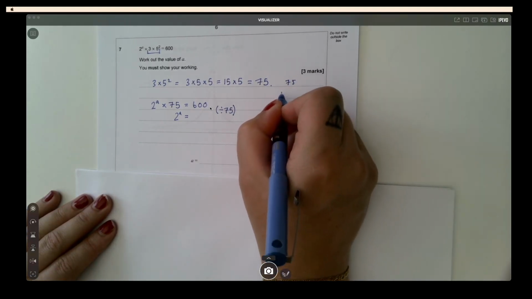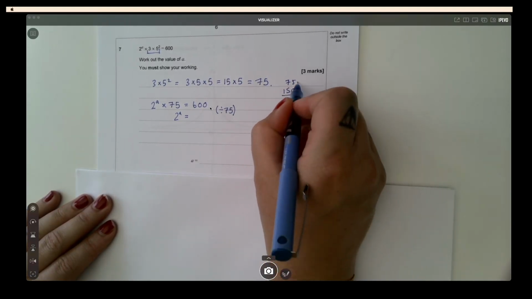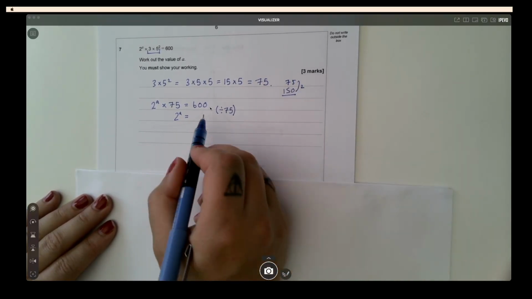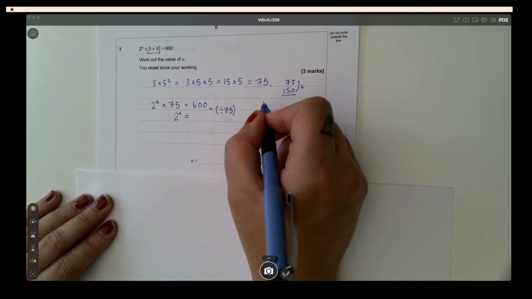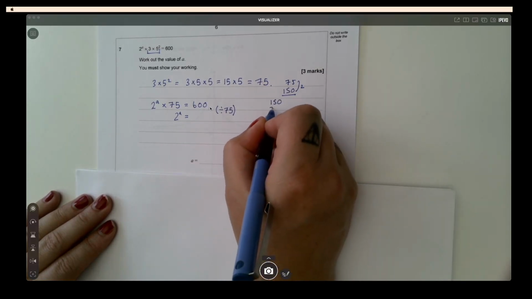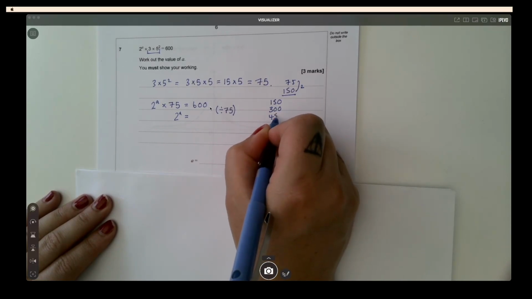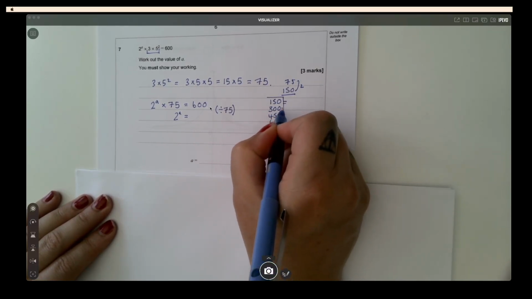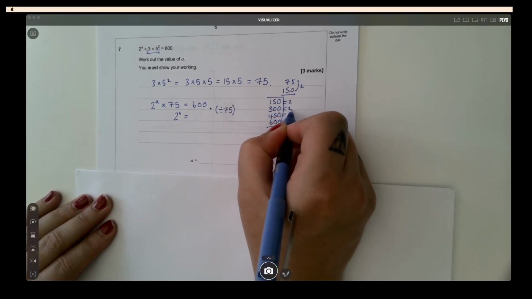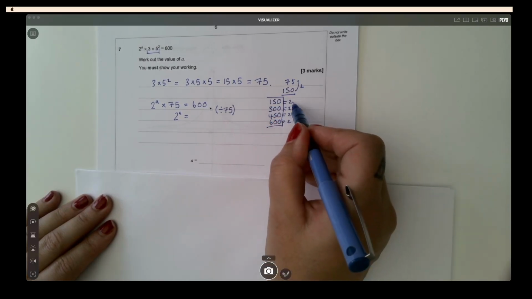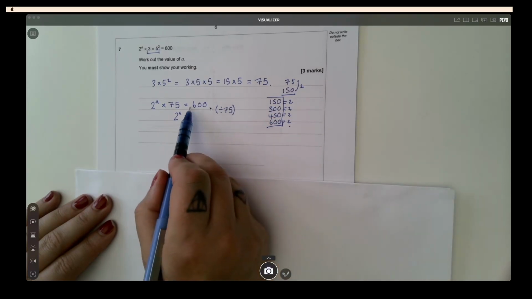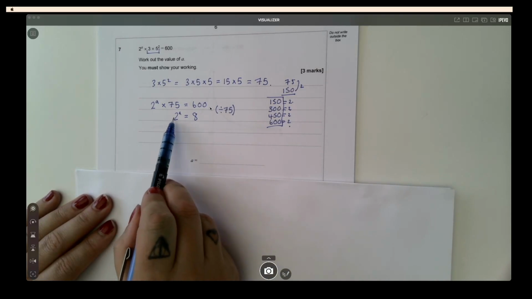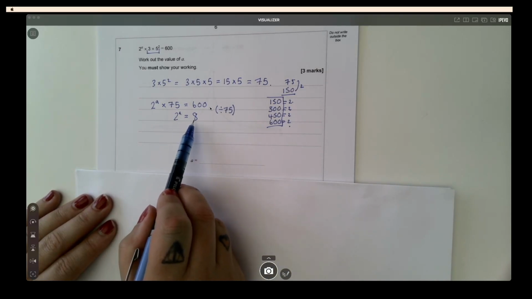I'm going to count up in 75s. So when I get to 150, that's 2 of them. So now I'm going to count up in 150s because I'm going to find that quicker to get to 600. So 150, 300, 450, 600. Each of these is worth 2 lots of 75. 2, 4, 6, 8. So 600 divided by 75 is 8. So 2 to the power of something is equal to 8.